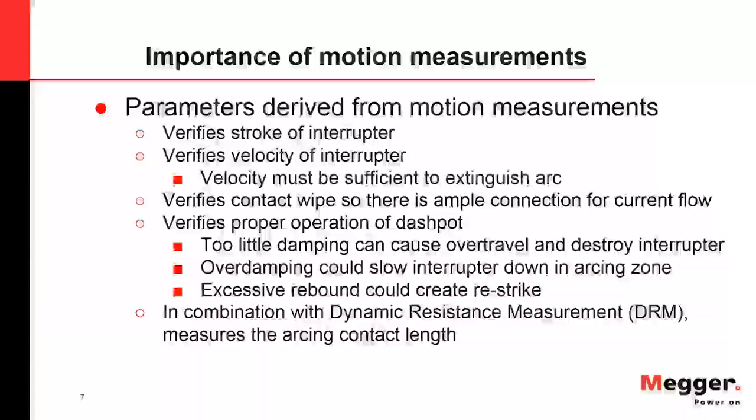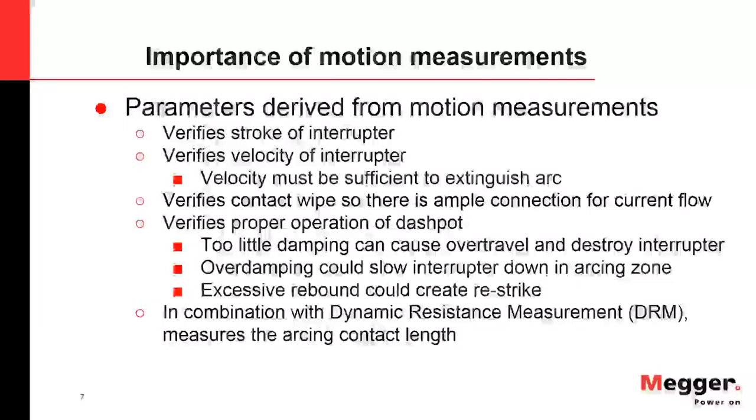So you want to make sure you're measuring that velocity, and a lot of times you'll go to manufacturers and they're not really cared about the times, they're cared about the velocity of that circuit breaker. So we can also look at and verify your contact wipe to make sure that enough of the contacts are connected there. You'll see that it verifies the proper operation of the dash pot.